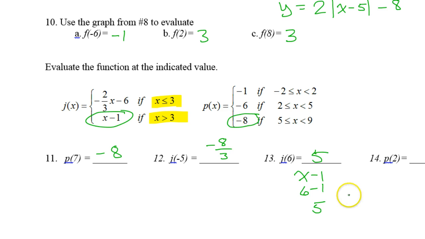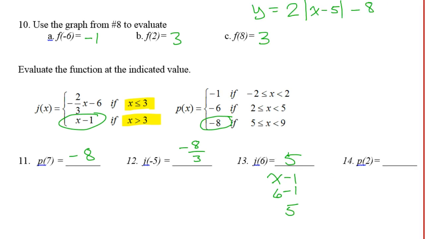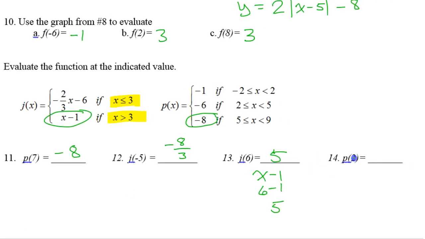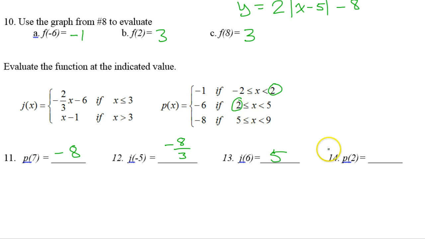Now the last one is great because we're back to function p again. And function p is easy because it just has these constants. All right, there are no variables, so the only possible answers are -1, -6, and -8. So I see the 2. Now 2 is not between any of these. However, 2 is equal to this and this, obviously.